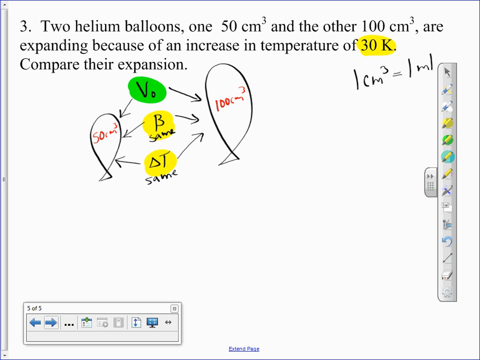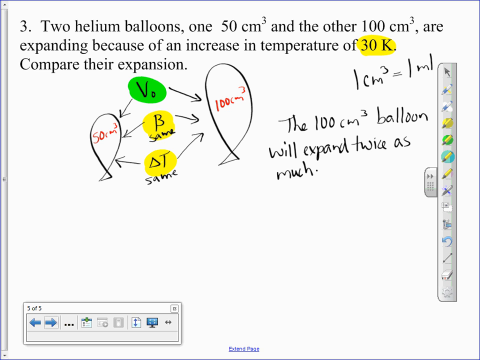So to compare the volumes on any given temperature change, because 100 centimeters cubed is twice the size of 50 centimeters cubed, then we can say that the 100 centimeter cubed balloon will expand twice as much because it's twice the size, or it occupies twice the amount of space. So that's all the information you need.